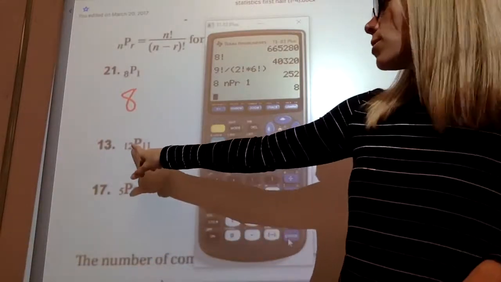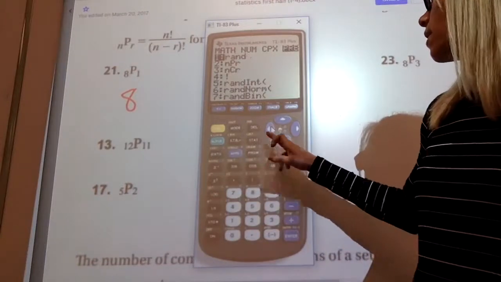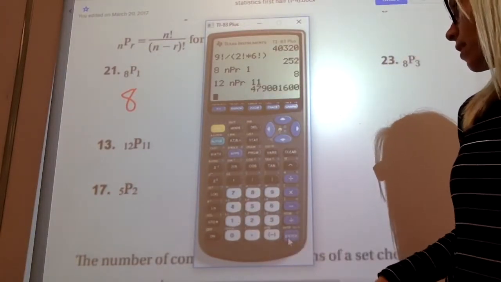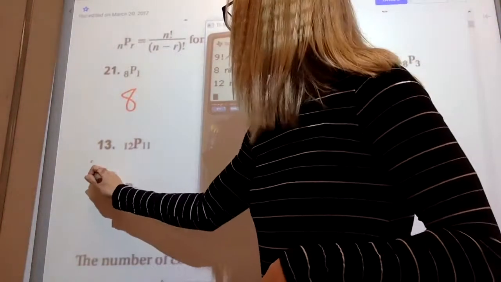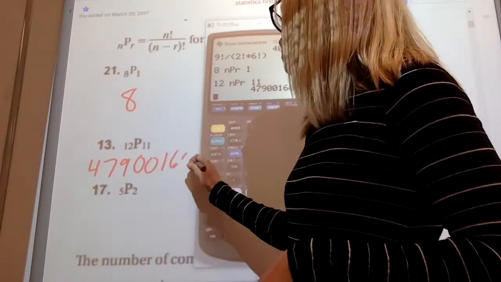Okay, so try the next one, 12P11. You put in 12 first, then the nPr button, then the 11, which is this big number, which makes sense. Permutations are usually quite large.